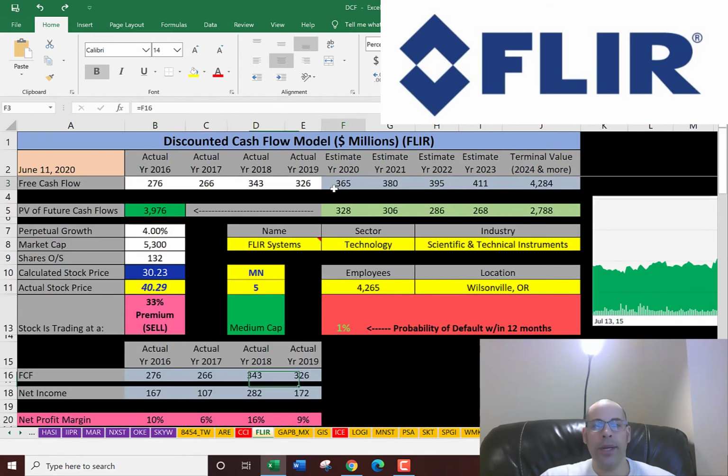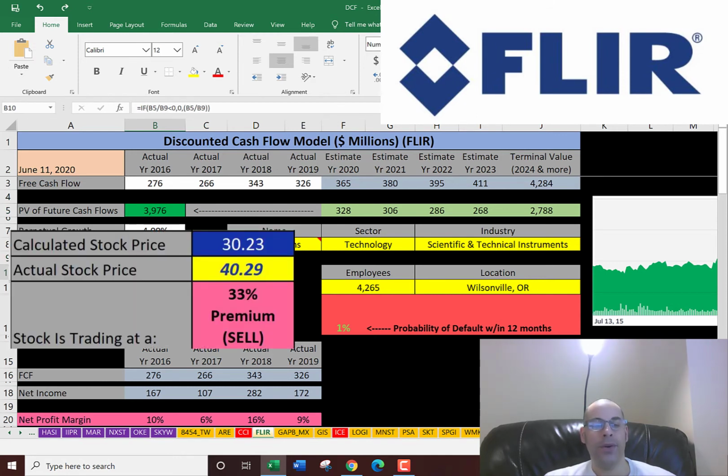So we estimated 4 years of future free cash flows. We also did a terminal value, which is all years past year 4. We discounted those numbers back to today using the weighted average cost of capital. And we get a value for the company of $3.9 billion. We divide that by 132 million shares. And we get an intrinsic stock price of $30. It's trading at $40, so it's trading at a 33% premium. So it's a sell according to the model.